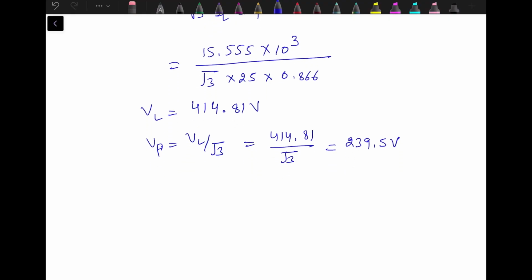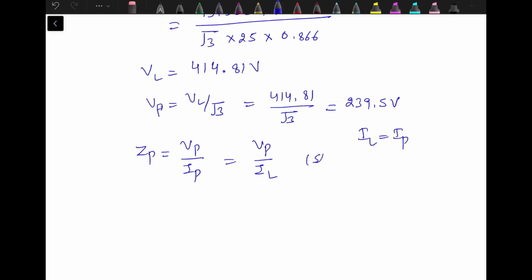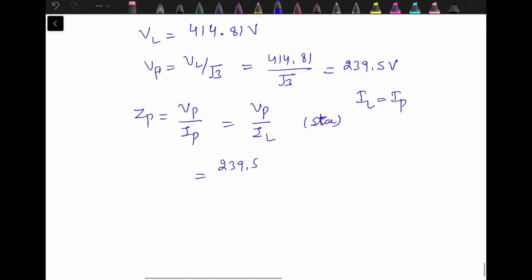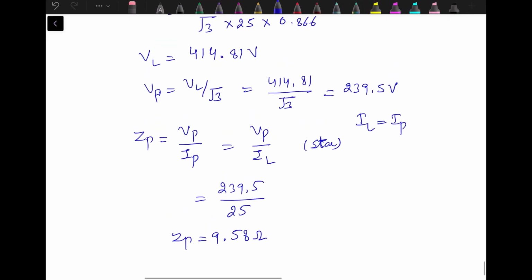In the next part we need to calculate the resistance and the reactance of the coil. To find the reactance and the resistance, we need to calculate the impedance first. Impedance will be equal to phase voltage upon phase current. In case of star connection, IP and IL both are the same, so ZP can be written as Vp upon IL. This is for star connection only. We have already solved this type of problems in the previous videos. The link for those videos is also available in the description box. Vp is 239.5, IL is 25, which gives the value of Zp as 9.58 ohms.